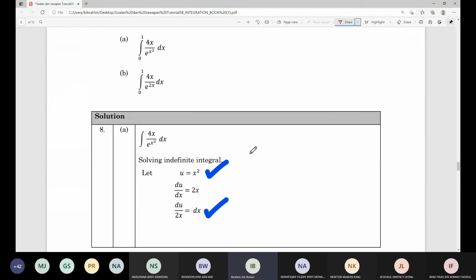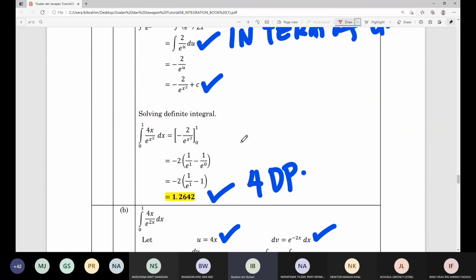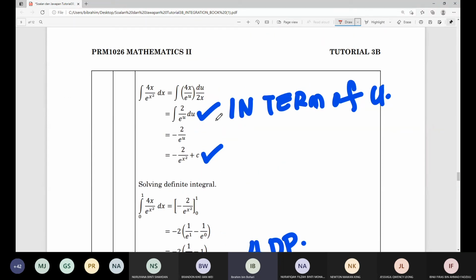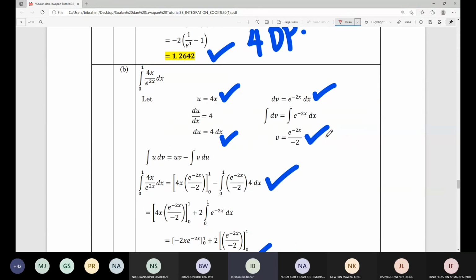Okay, question 8. Okay, cek balik. Question 8A and question 8B. You punya method ini, question 8A, this one you punya integrals in terms of u, question A. Dan you punya question B ni adalah you pakai integration by parts. Okay, boleh. Dia punya method dia sama saja. Boleh, tak ada masalah. Okay?